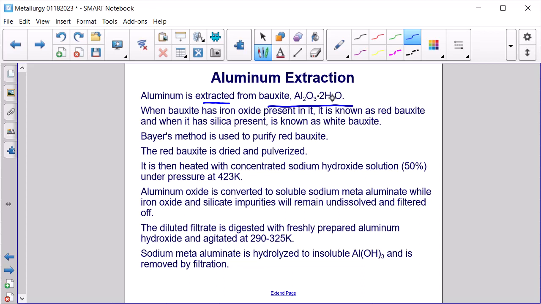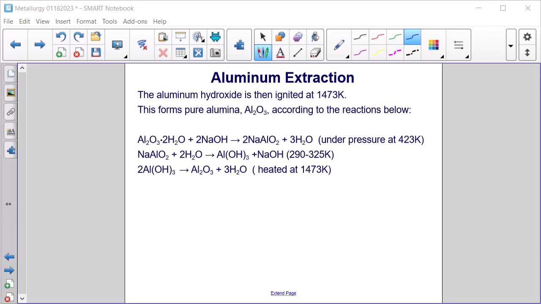The diluted filtrate is digested with freshly prepared aluminum hydroxide and agitated at 290 to 325 Kelvin. Sodium meta-aluminate is hydrolyzed to insoluble aluminum hydroxide and is removed by filtration. The aluminum hydroxide is then ignited at 1473 Kelvin. This forms pure alumina, Al2O3, according to the reactions below.